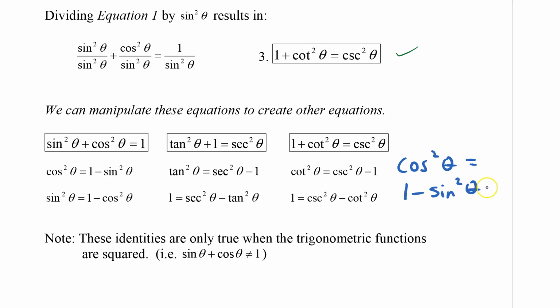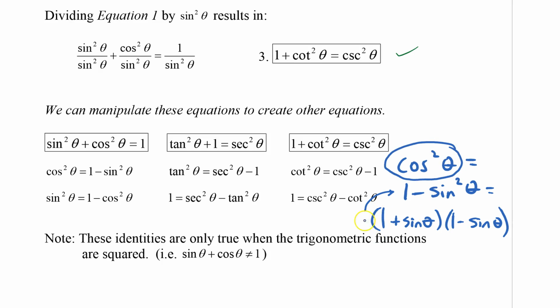And then you could factor this using the difference of squares. This would be the same thing as 1 plus sine theta times 1 minus sine theta. And so just to think about, if you would multiply these two together, you would get this. So this is factoring by a difference of squares, and you're going to find that's very helpful if you started with a cos squared theta and then turned it into 1 plus sine theta times 1 minus sine theta.